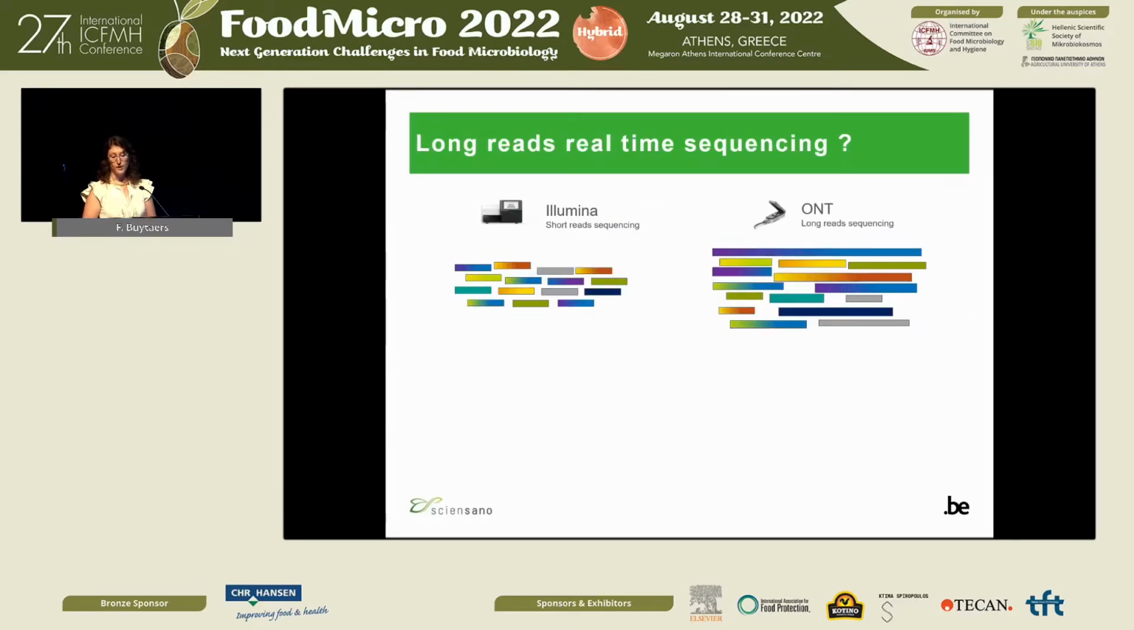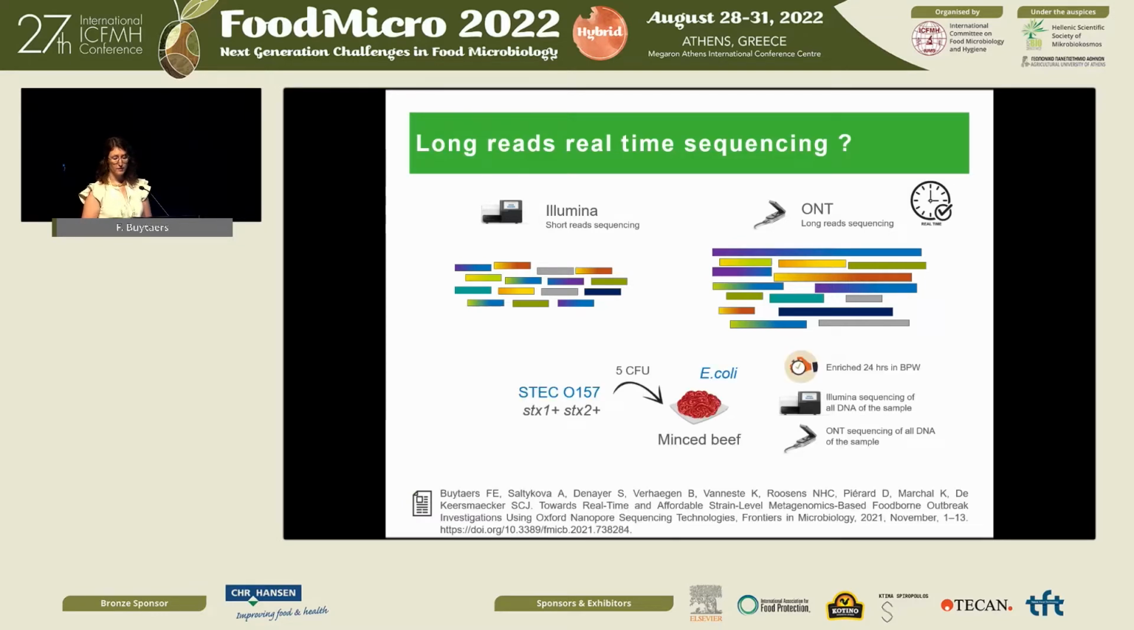Now, what about long-read and real-time sequencing? We sequenced the 2 previous projects on Illumina, but we can also sequence long reads with Oxford Nanopore Technologies or MinION, and it also offers real-time sequencing. So we sequenced a minced beef sample that was also artificially contaminated with STEC, another strain, also at very low level. And the minced beef also presented a non-pathogenic population of E. coli. We enriched for 24 hours, and we sequenced both with Illumina and Oxford Nanopore sequencing.